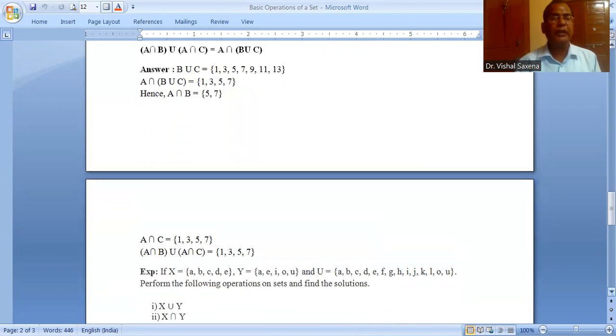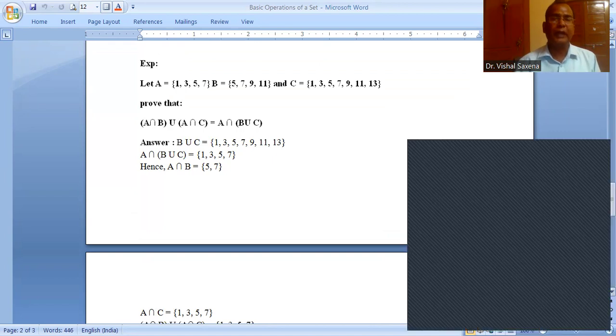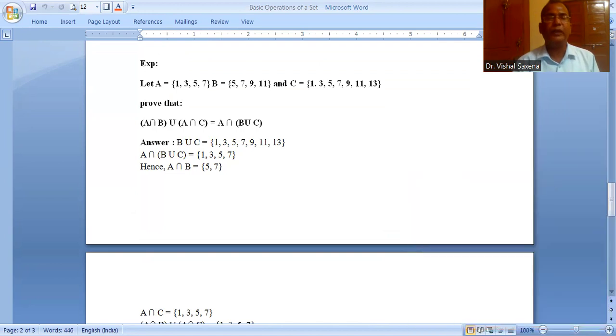Next one is A intersection C. A intersection C means the common elements of A and C. In set A we have 1, 3, 5, 7, and in set C we have 1, 3, 5, 7, 9, 11, and 13. So what is A intersection C? The common elements of A and C are 1, 3, 5, and 7. So this is the set A intersection C.